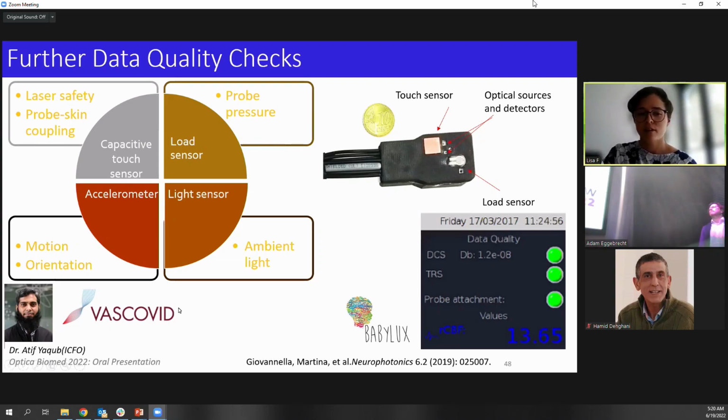This probe was made for the VAS-COVID project. However, it's not necessary. This is an ongoing EU project, VAS-COVID, but this idea is not brand new. It has also been implemented before in other European projects, such as the Baby Looks project.